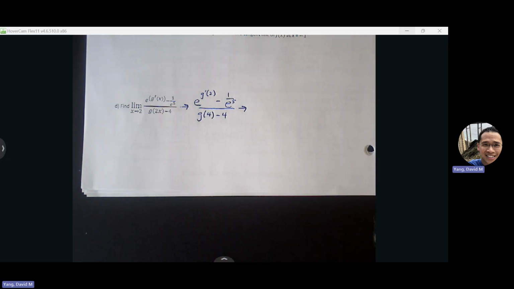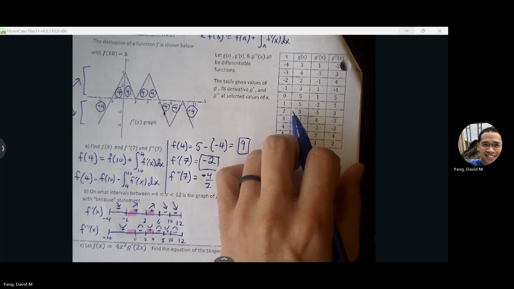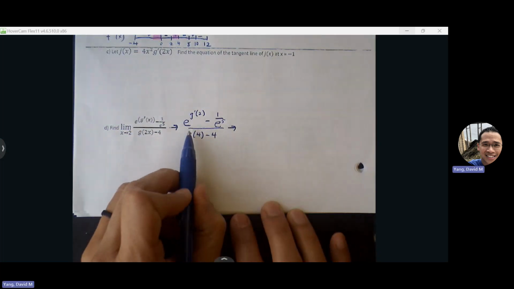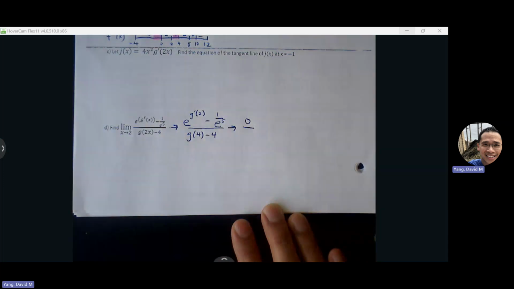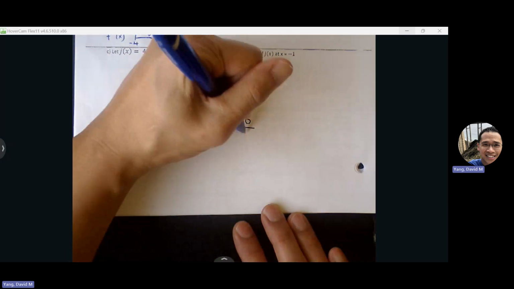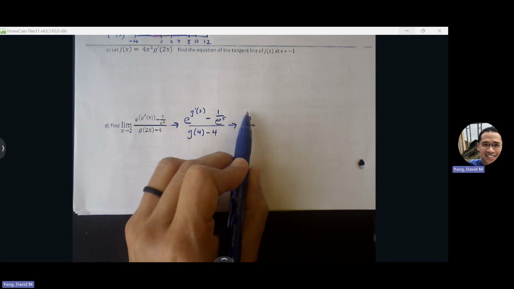Okay, so e to the g prime of 2. We're looking at g prime of 2 here. That's -5. So that's e to the -5. e to the -5 is the same thing as 1 over e to the 5th. So that is ending up 0. And then g of 4. g of 4 is 4. So 4 minus 4 is 0. So that indicates indeterminate form.